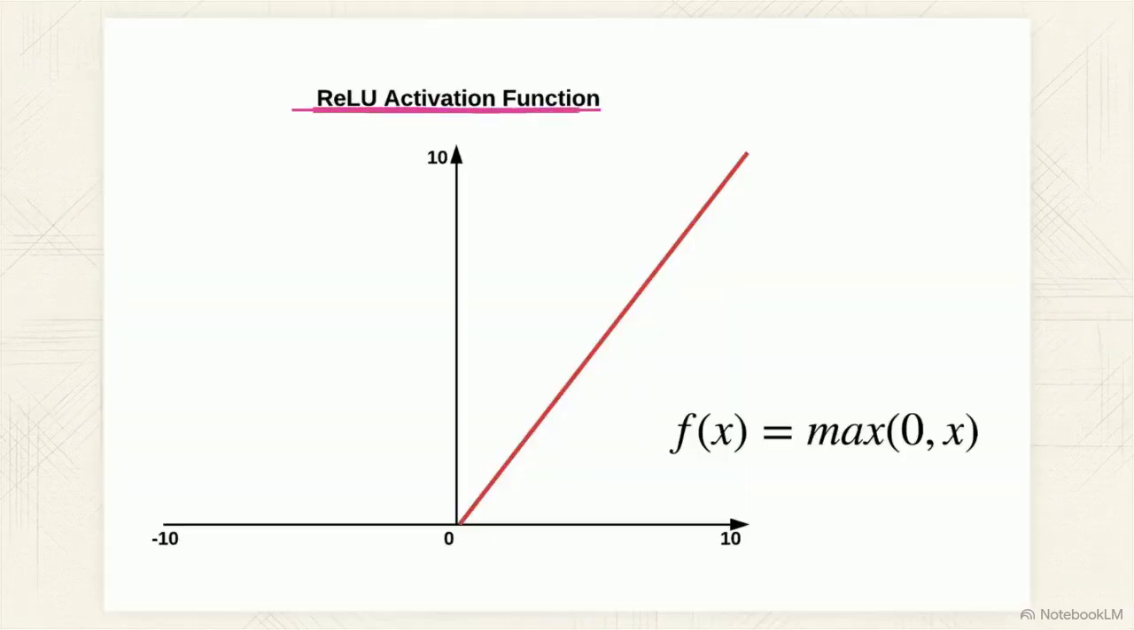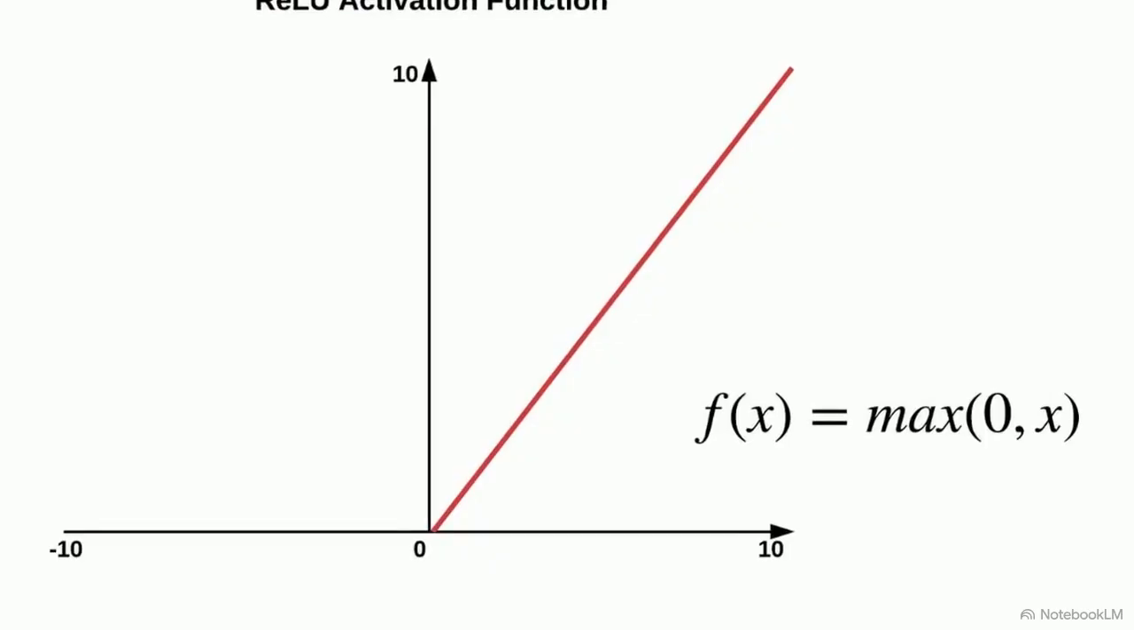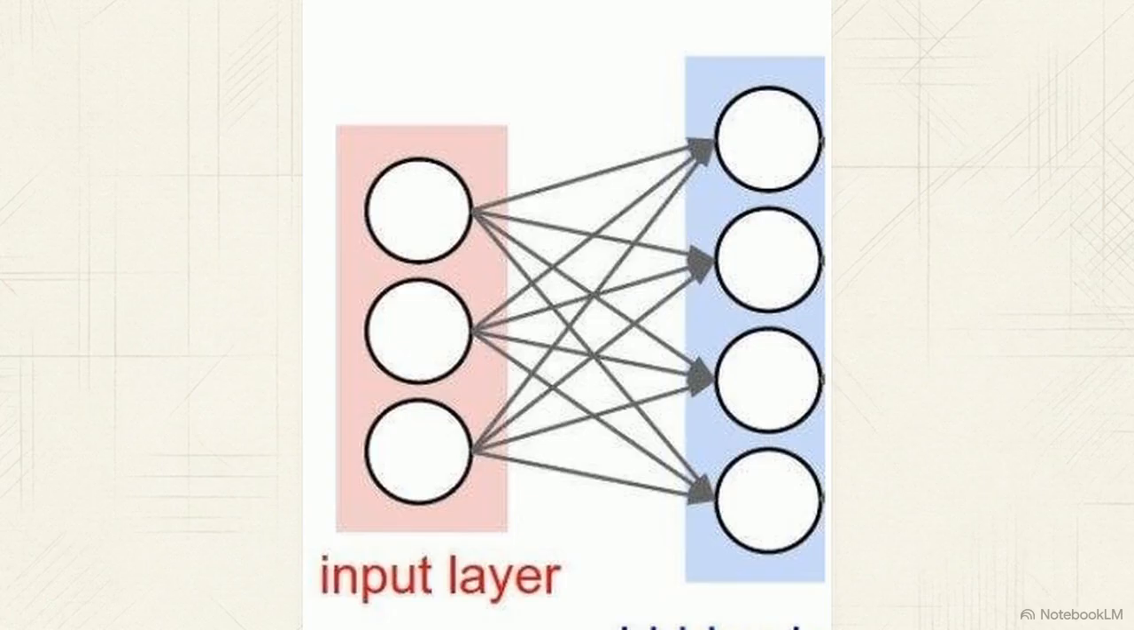For step 2, we give this structure behavioral rules, the ReLU activation function, which is the standard choice for hidden layers. Its mathematical rule is simple. If the input is negative, it outputs 0. If it's positive, it outputs the input value exactly. This logic makes computations fast and efficient.